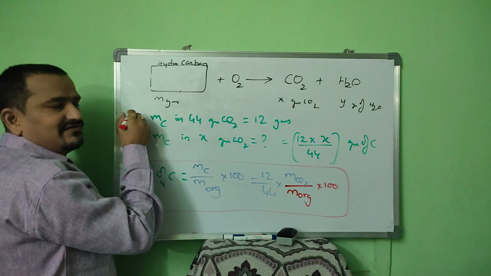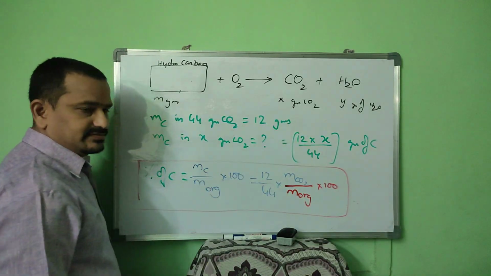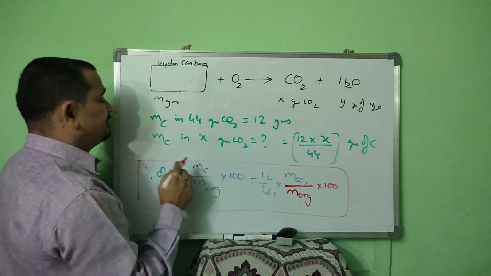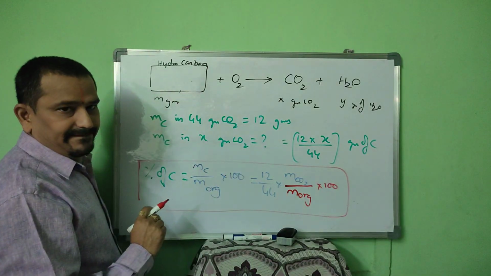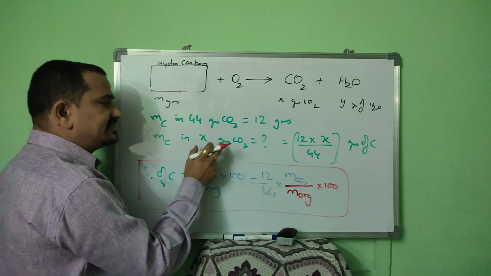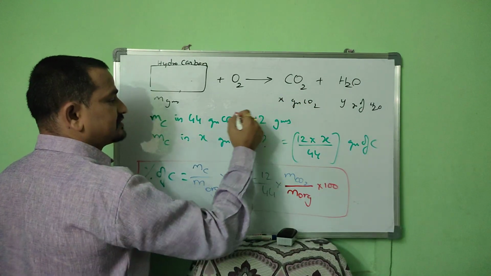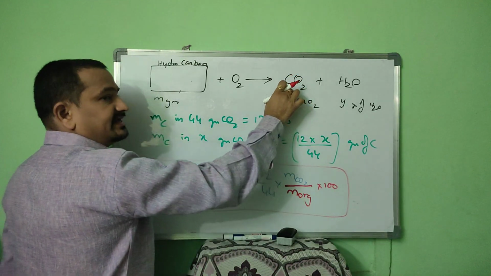Now we start solving this. 44 grams of CO2 has 12 grams of carbon. The mass of carbon in 44 grams of CO2 is 12 grams. Then what is the mass of carbon present in our obtained x grams of CO2? Crisscross: x into 12 by 44. This is the mass of carbon present in carbon dioxide.